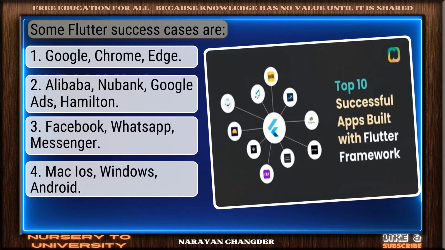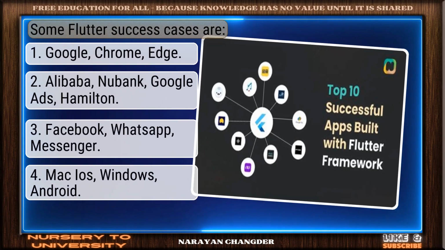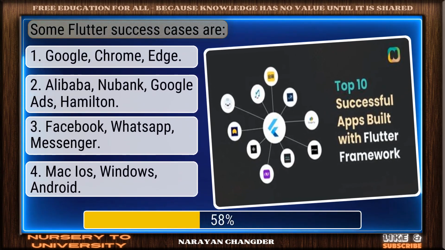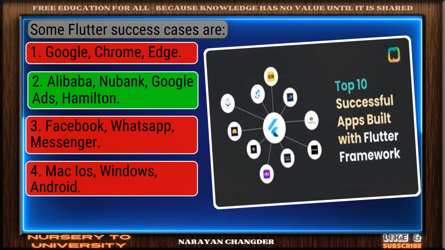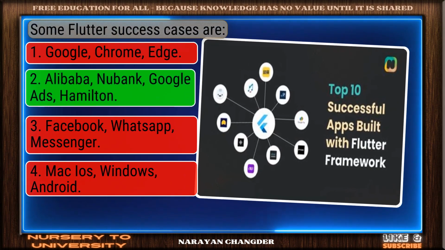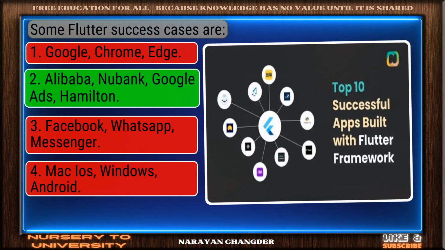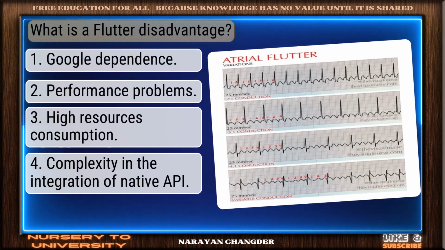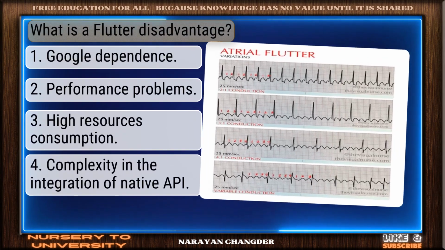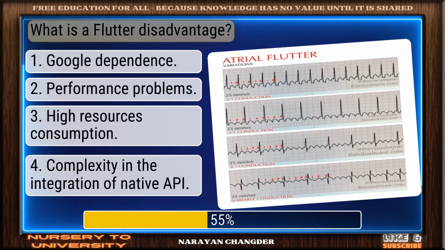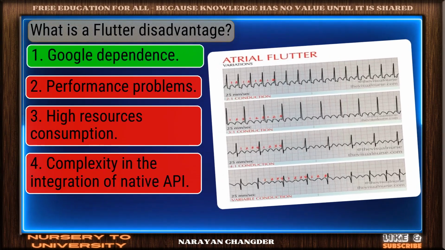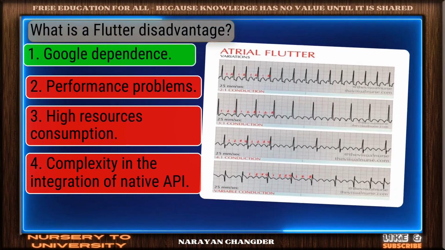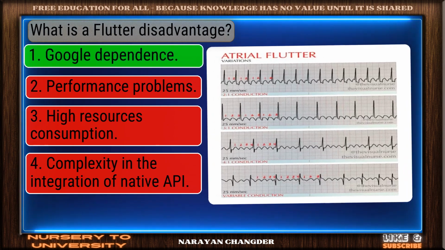Question number 65. Some Flutter success cases are: Well picked. Alibaba, Nubank, Google Ads, Hamilton is the correct answer. Question number 66. What is a Flutter disadvantage? You're right. Google dependence is the correct answer.